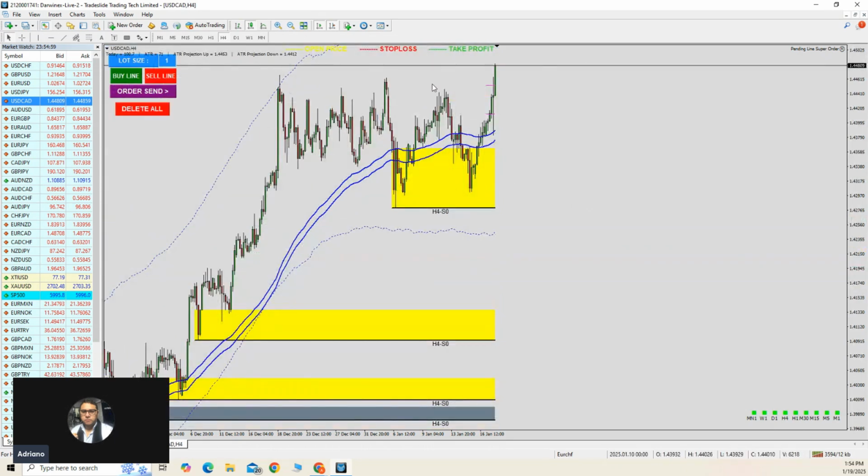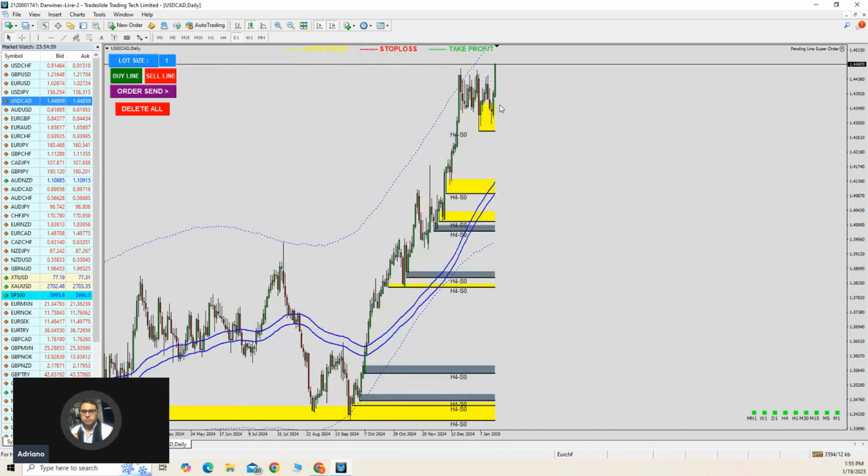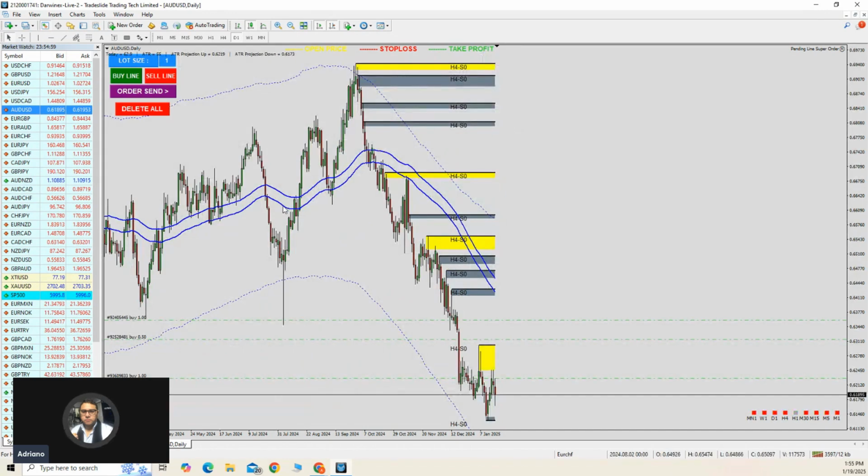USD CAD. As you can see, the market came and touched the H4 zone and shot up. If I move to the daily, you can see the same thing. I just like better to take a look at this on the daily chart because it moves a little bit more slowly, and then I can see what is really happening in the market at the moment of getting inside of the zone.